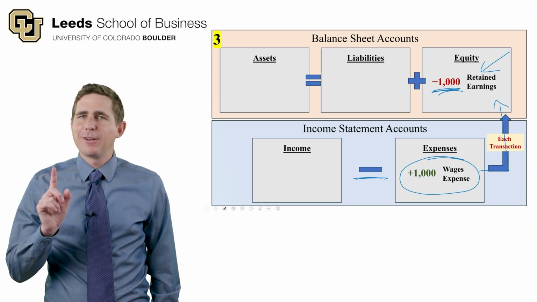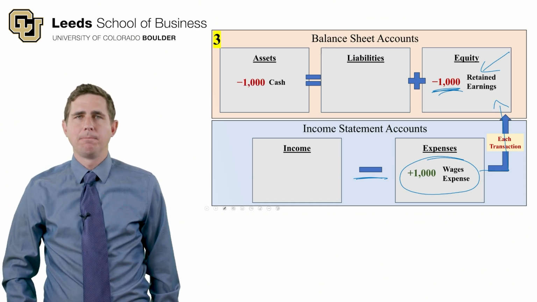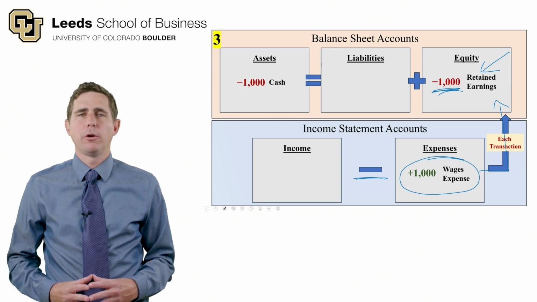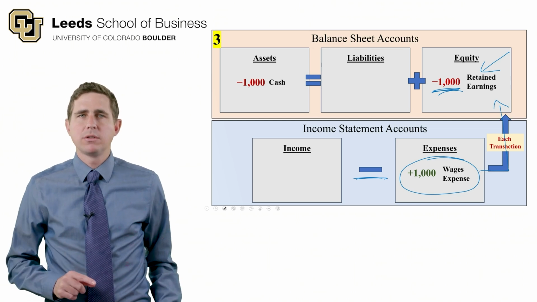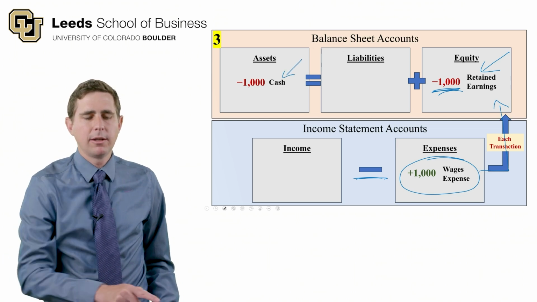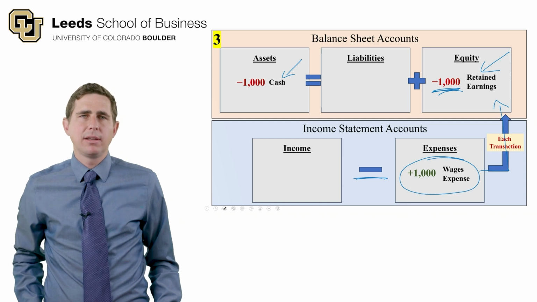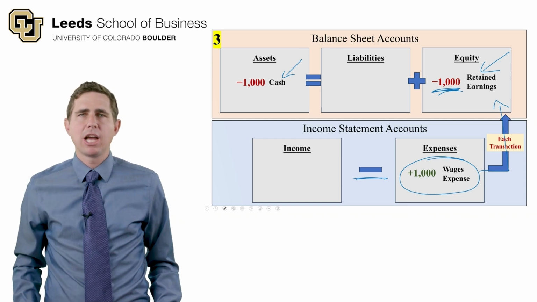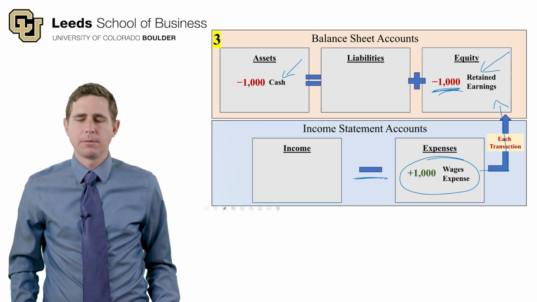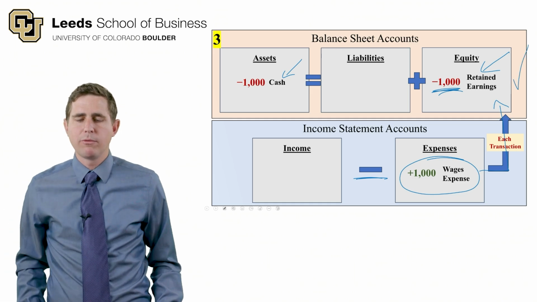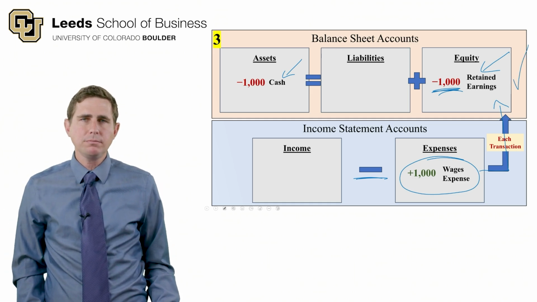Now let's go back and talk about, have we paid this employee yet? Suppose we have paid the employee. So this $1,000 of wage expense is also reflected as a $1,000 payment in cash, and that reduces our cash balance by $1,000. Our balance sheet stays in balance. We've reduced each side by 1,000.